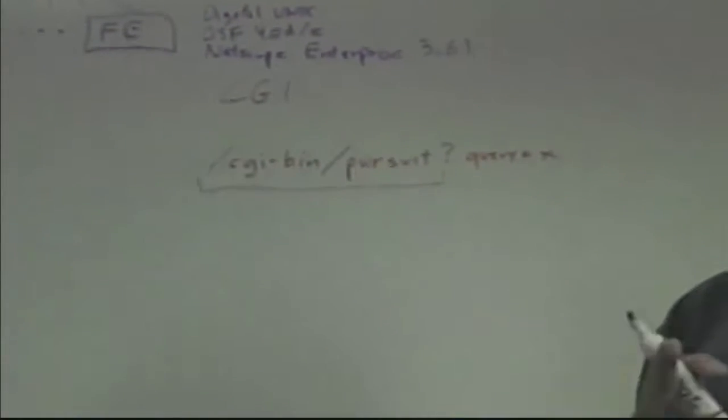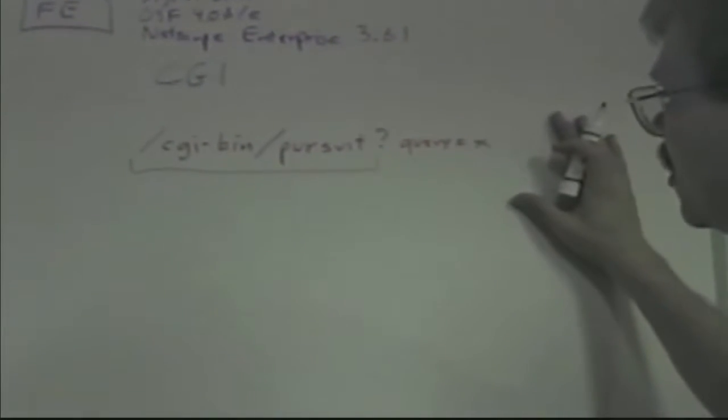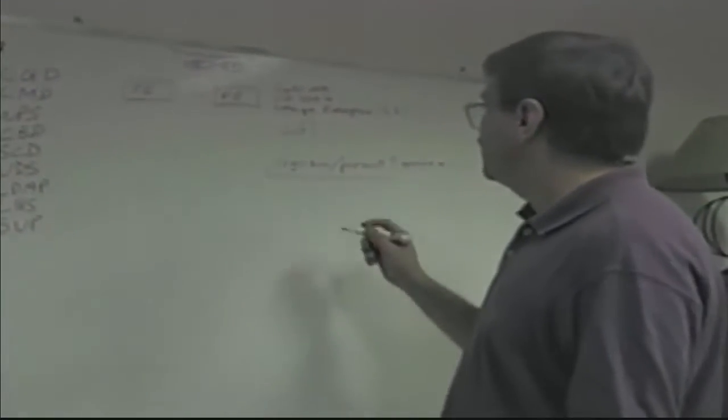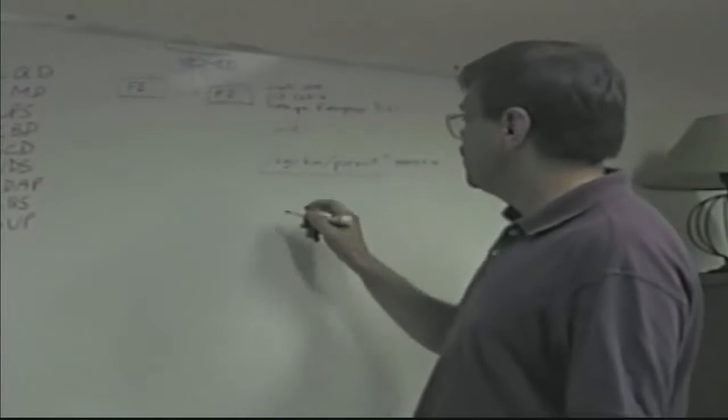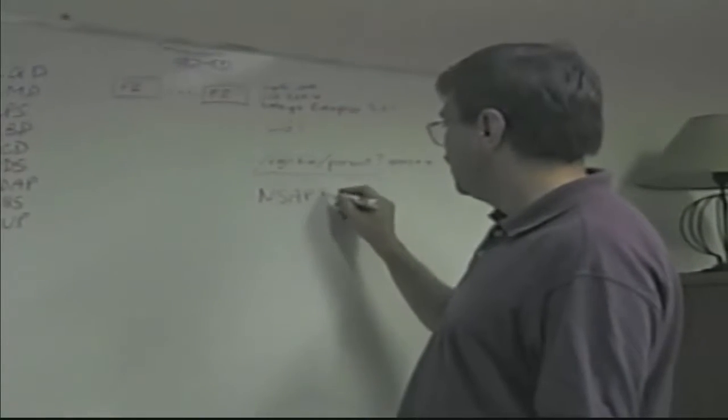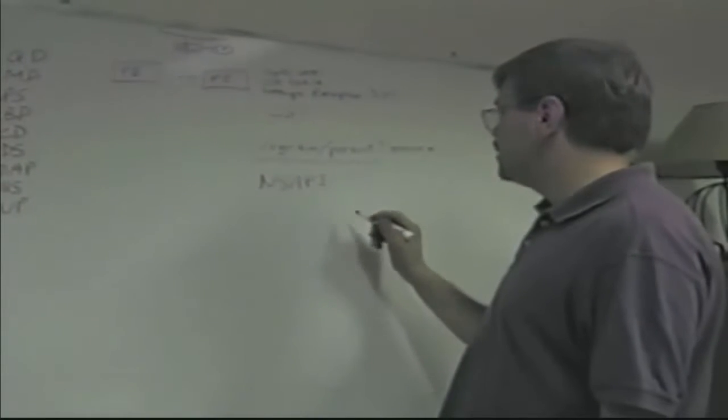Now that wasn't efficient, so we needed to change the implementation of it. But we needed to keep the name for compatibility, because all of a sudden there were all these search boxes out there that were already calling the Lycos search engine. So today, the search engine is not a CGI bin program. What it is is a server extension. Server extensions in Netscape are called NSAPI, Netscape Server Application Programming Interface.